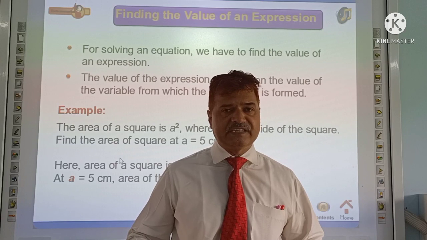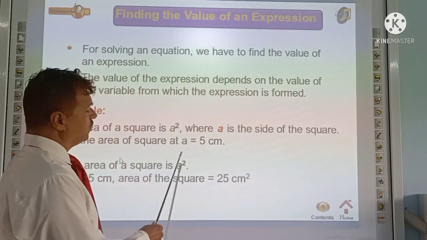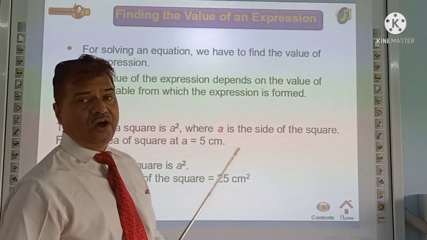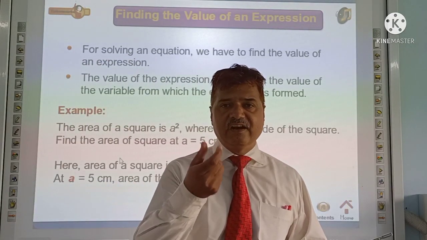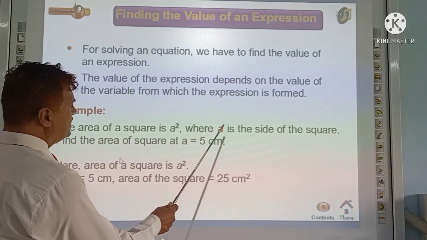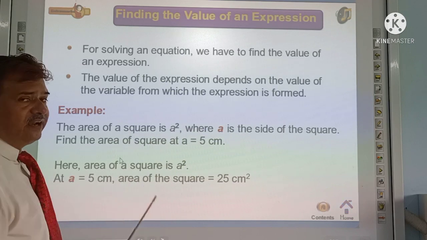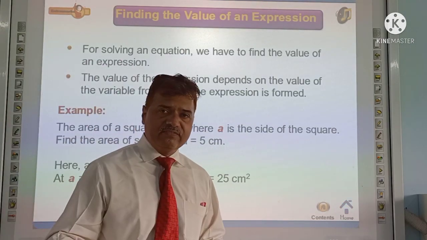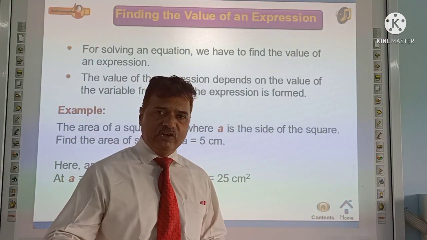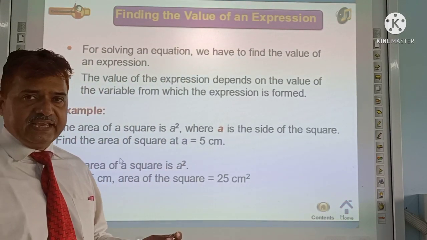In an algebraic expression, we find the value of a literal number. Okay. So if a is 5, then a square means 5 into 5. A square is 5 into 5. So there will be 25. Okay.